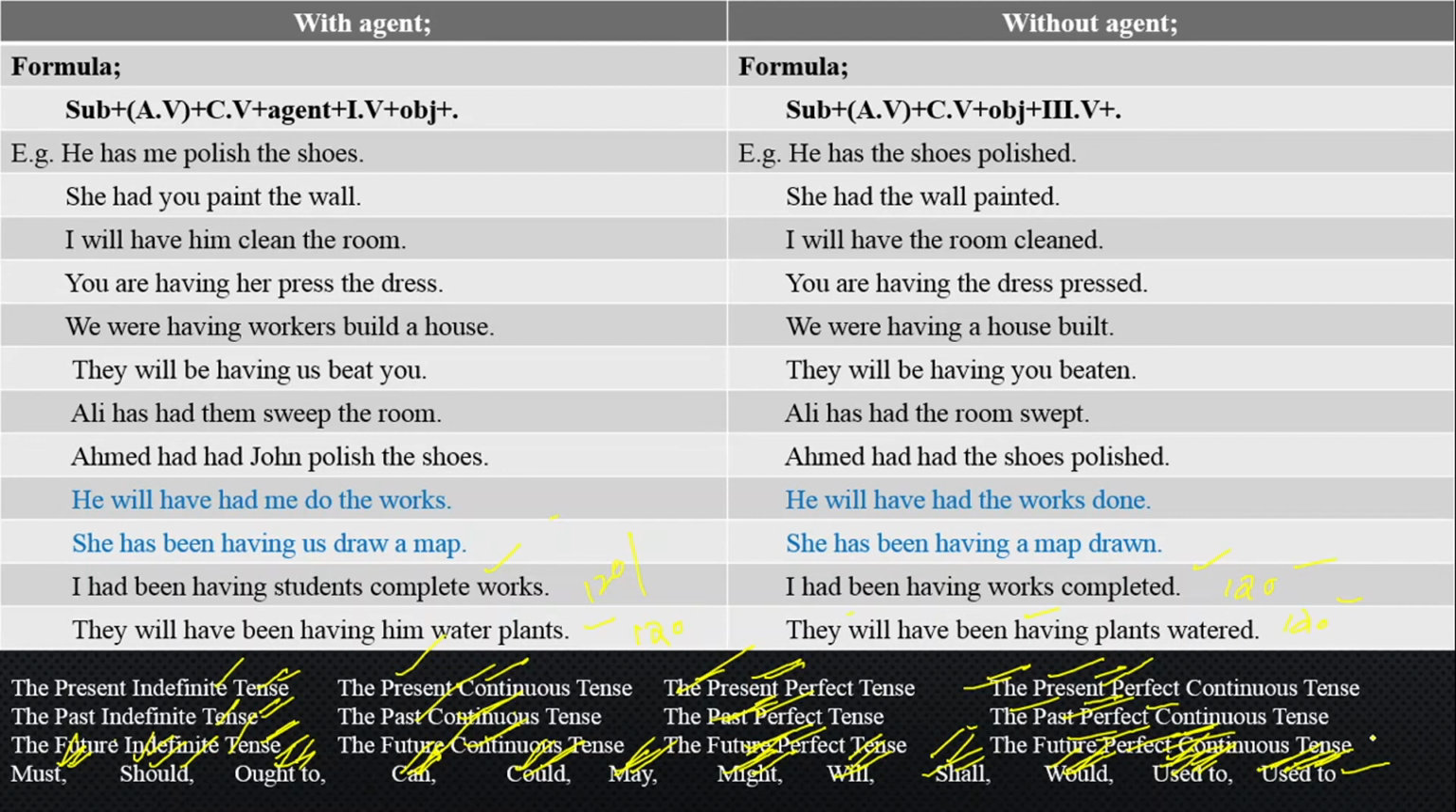So by the grace of Allah Almighty, we have already completed 1000 sentences practicing, two of them in written and two of them in spoken.